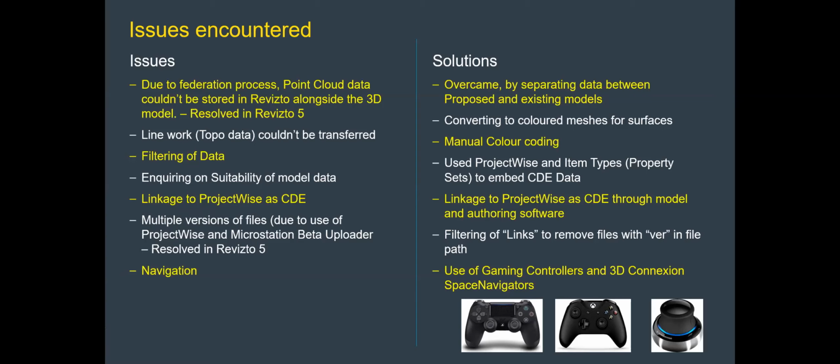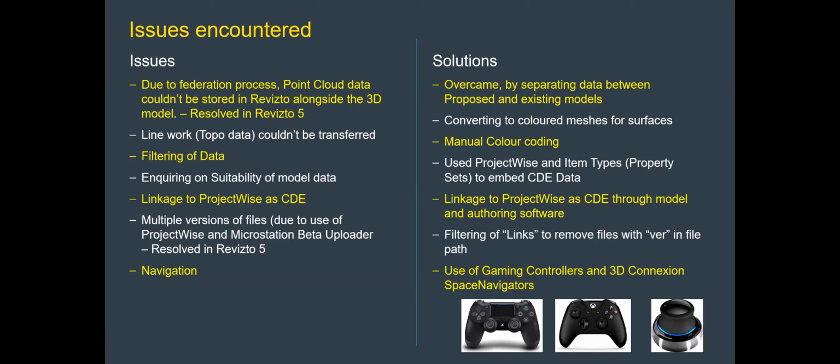Line work from traditional topo surveys has been a problem and not transferred, so we've had to do a lot of conversion into coloured meshes for surfaces. Filtering of data, again improved by Revizto 5, has been an issue. Currently we're having to go through and manually find information and colour code it and then save views.